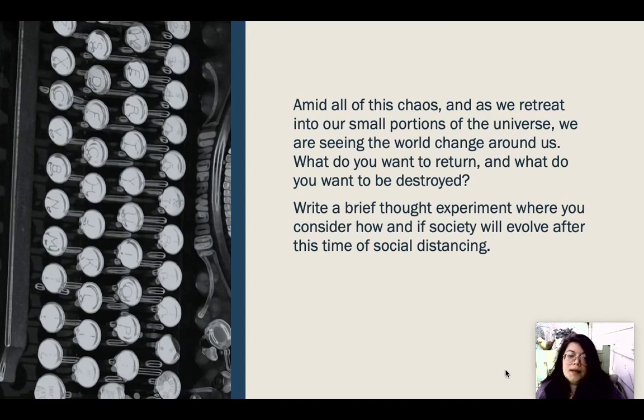Amid all this chaos, as we retreat into our small portions of the universe, we are seeing the world change around us. What do you want to return, and what do you want to be destroyed? Write a brief thought experiment where you consider how and if society will evolve after this time of social distancing. And so part of what you're going to have to do, because you're imagining a new reality, is you're also going to have to find a way to use familiar symbols that help us understand or relate to the thought experiment that's being conducted, right?